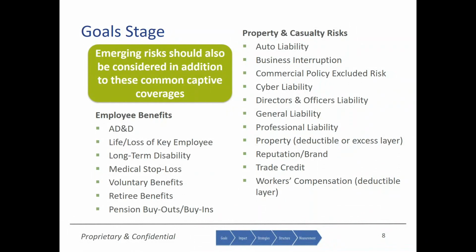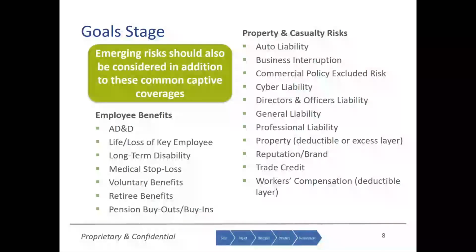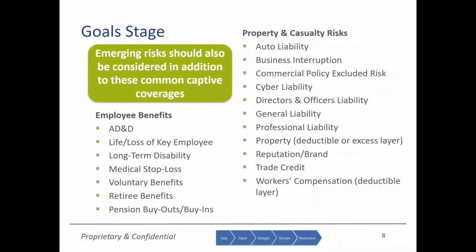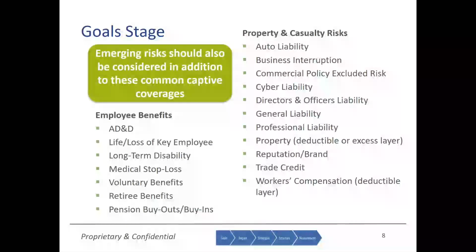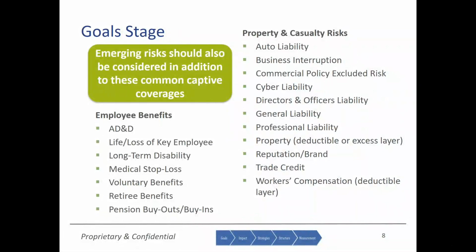So it does make sense to review any self-insured employee benefits and consider putting that into the captive. And any fully insured programs, such as life, disability, medical stop loss, even voluntary, especially voluntary benefits, I should say. The carriers tend to include quite a bit of margin in some of those lines. And if you can move a layer of that risk into your captive, you could hold on to those margins and reduce your total program costs for employee benefits. So we're looking at AD&D, accidental death and dismemberment, life, key employee life insurance, long-term disability, medical stop loss, various voluntary benefits.